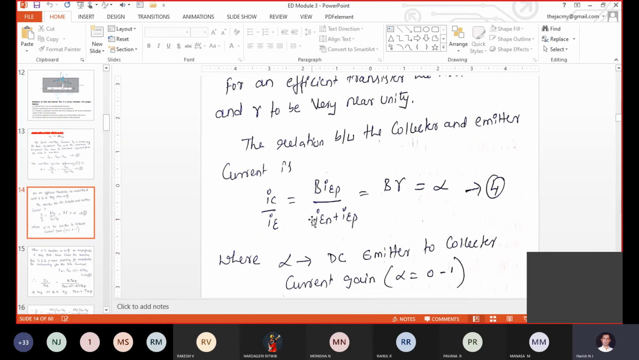When IC equals IE, you get alpha equal to 1. But practically, maintaining IB equal to 0 is highly impossible. Definitely IB will be there, but it is a very small quantity. So when IB is present, what about the IC value? Is IC same as IE or is IC less than IE? Please respond soon.